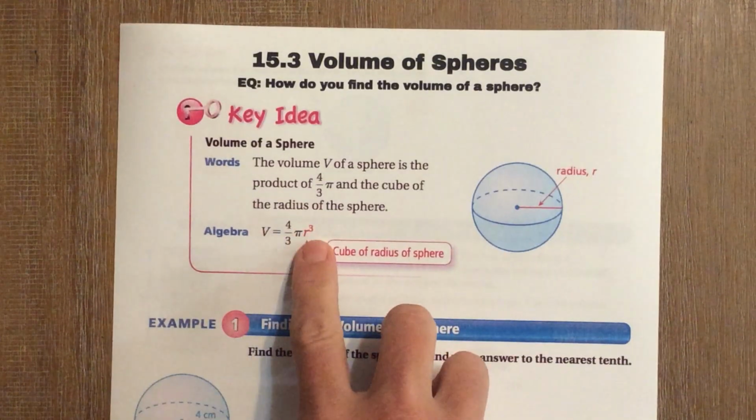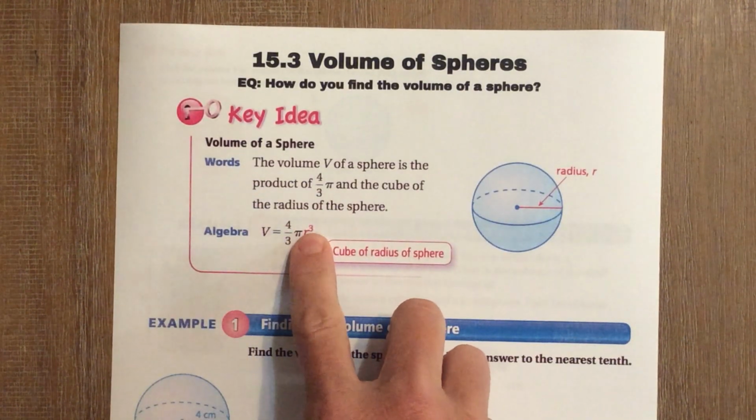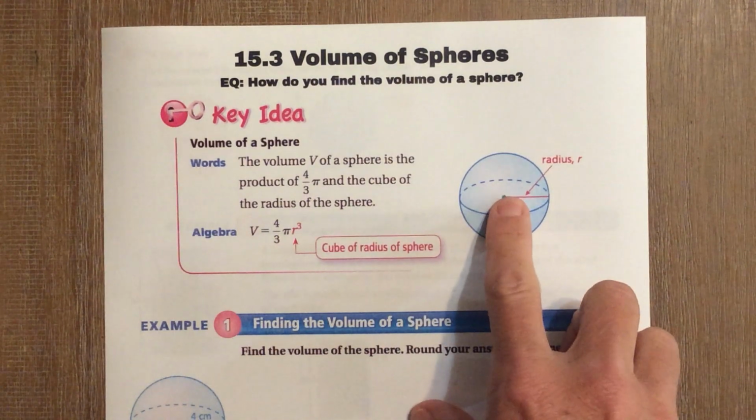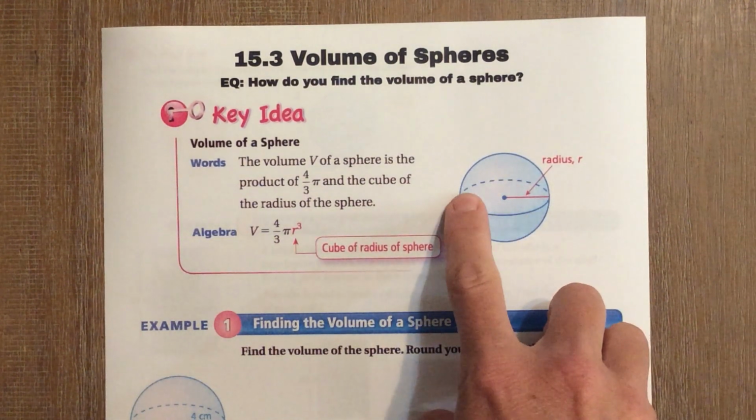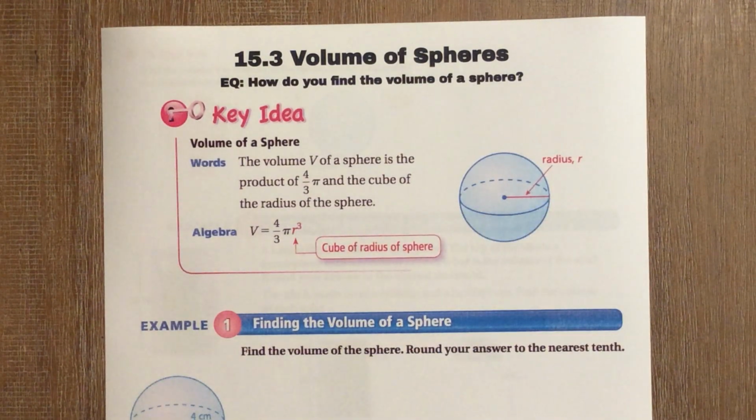Okay, that's where you need to be really careful now because the radius of the sphere is cubed. Okay, and the radius is just the very center point going out. And obviously the diameter would go all the way across.